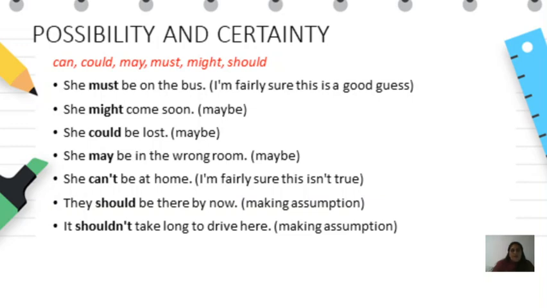She couldn't be lost. She could be lost. Maybe she's lost. Maybe not. She may be in the wrong room. Same as the previous example. She can't be at home. I'm fairly sure this isn't true. Here you're making a logical conclusion actually.